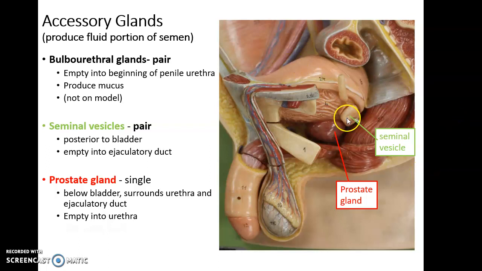We also have the seminal vesicles, a right and left seminal vesicle that connects up to the ductus deferens to help form the ejaculatory duct, and it produces some of the fluid of the semen. And then the prostate gland. There's only one prostate gland, sort of reddish brown, inferior to the urinary bladder, shaped sort of like a chestnut, and the urethra passes through the prostate gland.